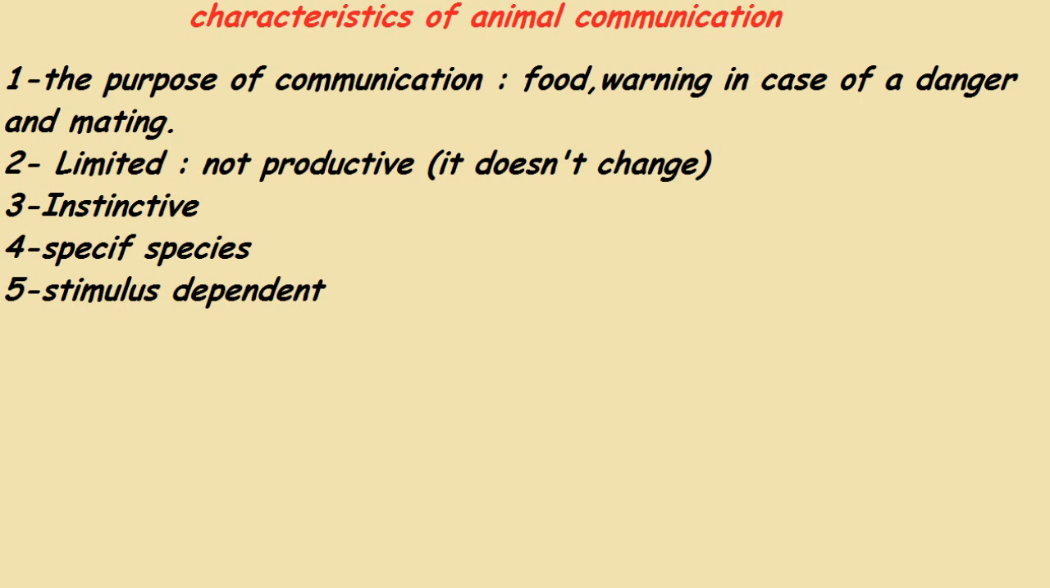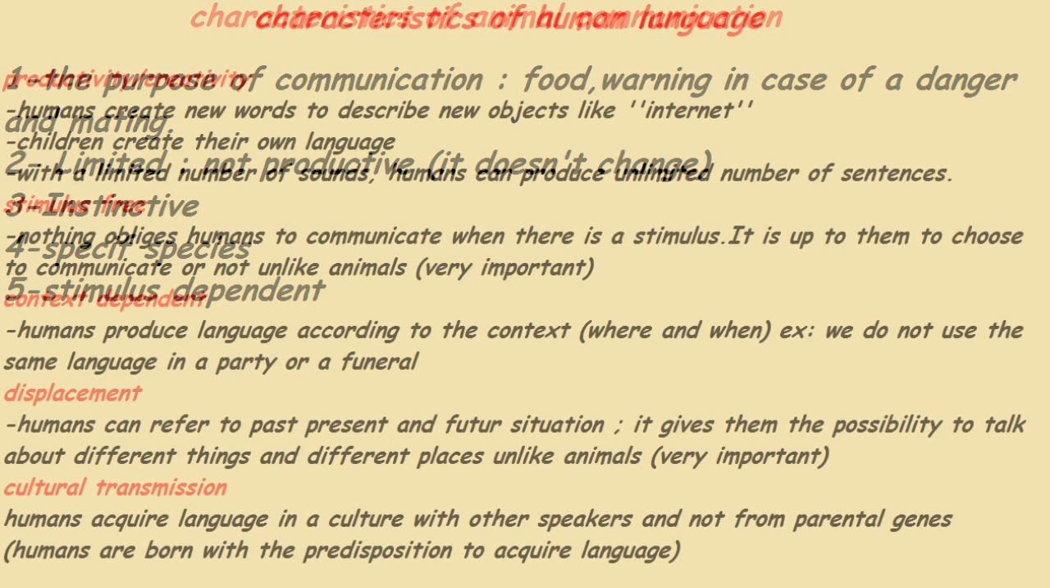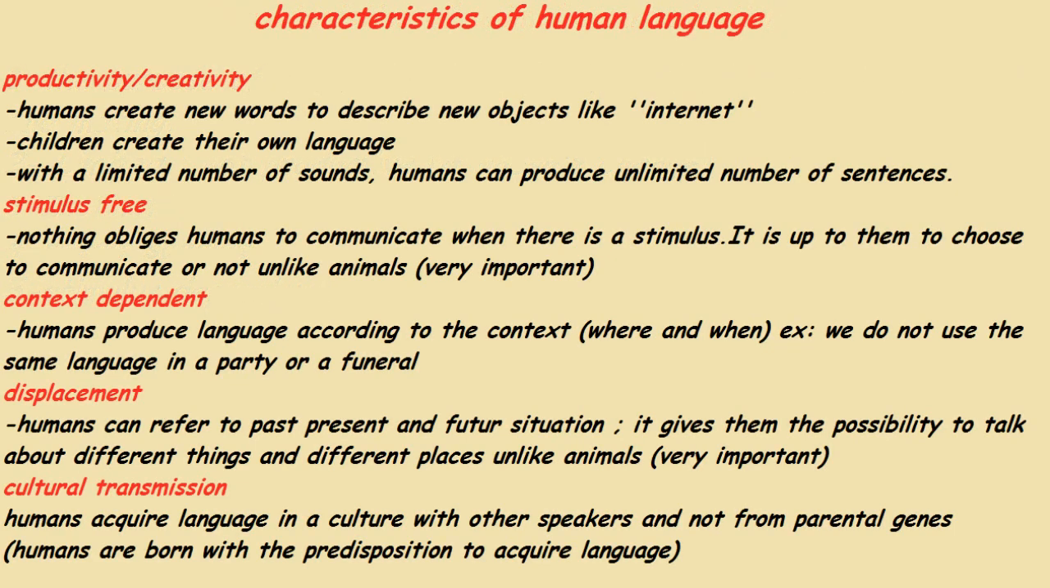Now we move to human communication. The first characteristic, which is the most important one according to me, is productivity and creativity. This is very important. You see, productivity: humans create new words and new expressions. I mean, they describe new objects and new situations, for example, internet or mobile.